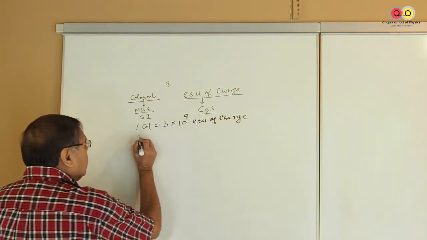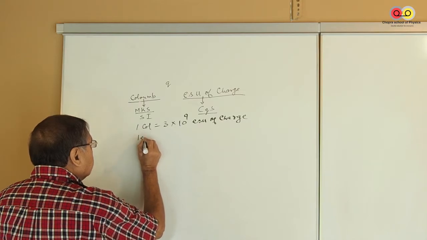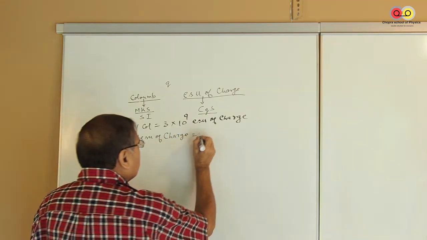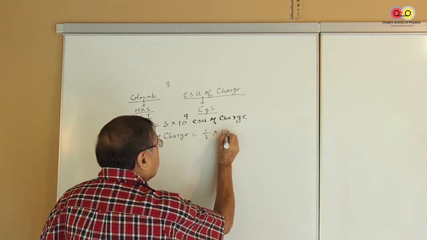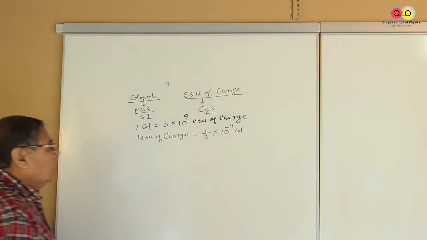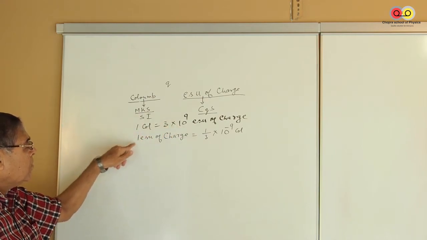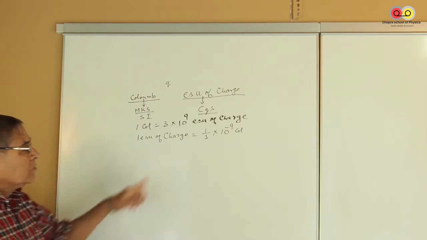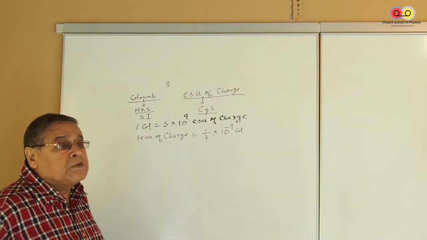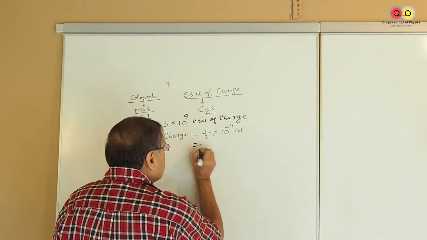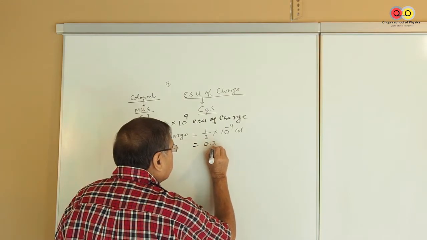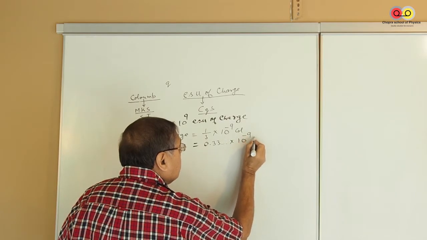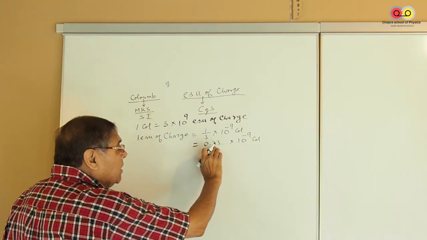Now, if we have to write 1 ESU of charge, it can be taken as 1 over 3 into 10 to the power minus 9 coulombs. So we have taken 1 ESU, so this number is put under the denominator, and we got 1 ESU of charge as 1 over 3 into 10 to the power minus 9 coulombs. Now this fractional number can be converted to the nearest whole number. So 1 over 3 can be written as 0.33 and so on, like this, times 10 to the power minus 9 coulombs.